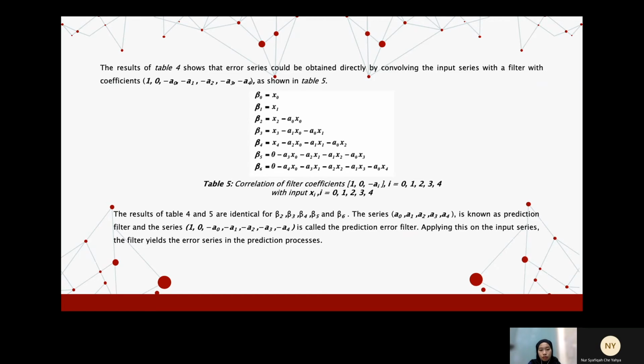The results of tables 4 and 5 are identical for beta 2, beta 3, beta 4, beta 5, and beta 6. The series a0 to a4 is known as the prediction filter, and the series 1, 0, negative a0 to negative a4 is called the prediction error filter. Applying this on the input series, the filter yields the error series in the prediction process.